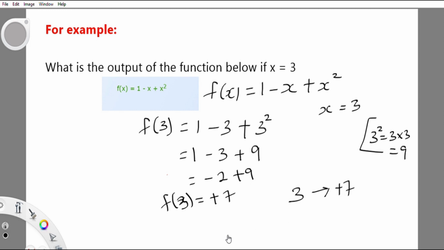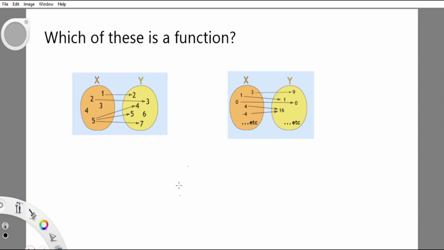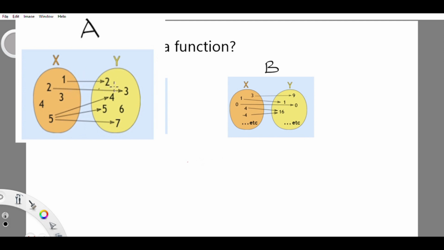Let's look at our next example. Which of these is a function? Let's call this A and we call this B. Which of these is a function? Look at A. We have 1 to 2, 1 to 3, 3 and 4 have no values in y, and we have 5 to more than one y value. So this can be a function. And also remember that a value in the x-axis must not be unattached. They must have a value in the y-axis. So this is not a function.